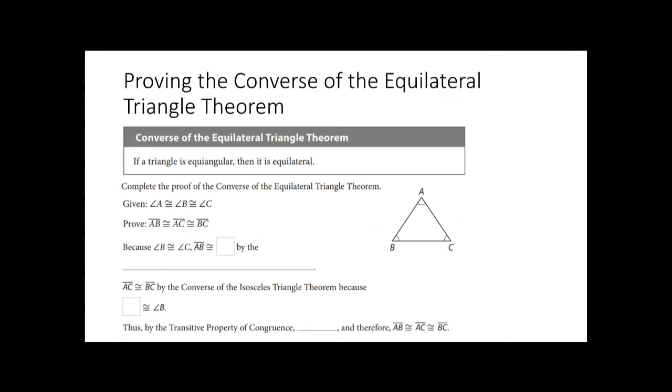Let's go. Proving the converse of the equilateral triangle theorem. They tell us all these angles are congruent, and we have to prove all the sides are congruent. Because angle B is congruent to angle C, we know that AB has to be congruent to AC, again by the isosceles triangle theorem. So again, we're using the old theorem for another type of triangle to solve this.